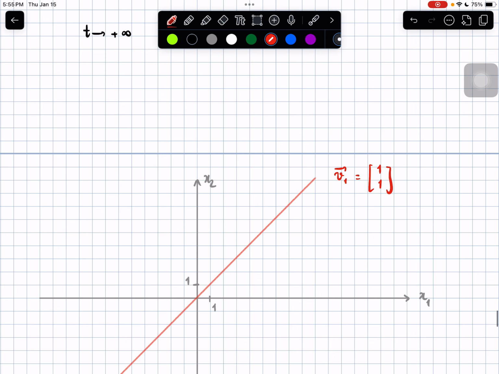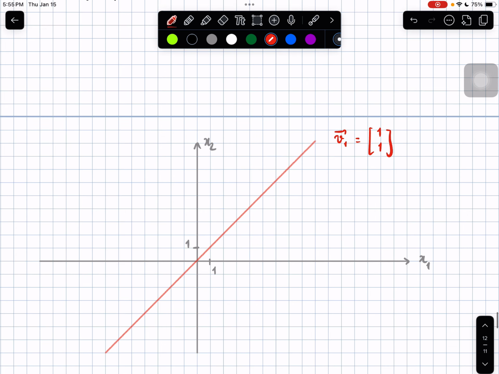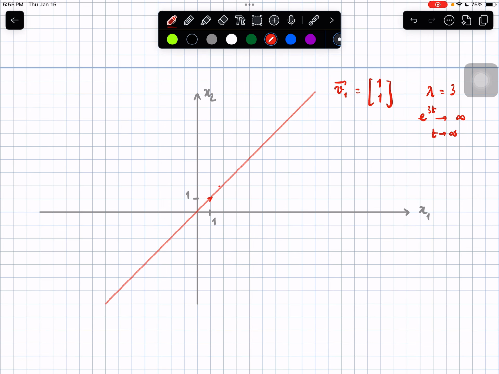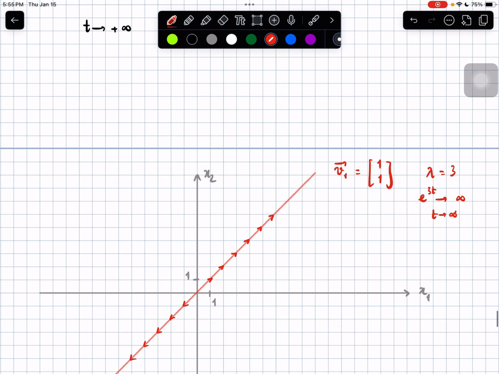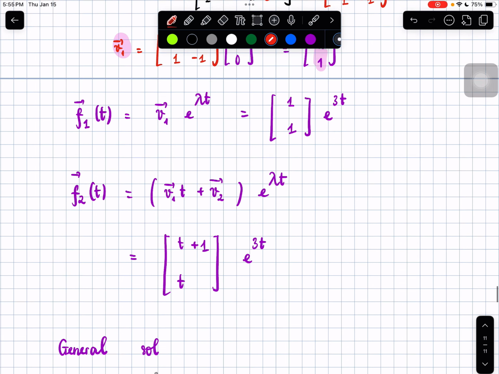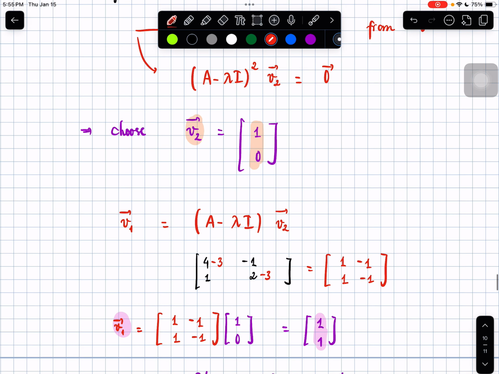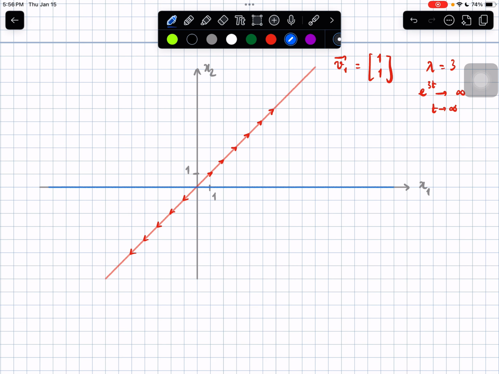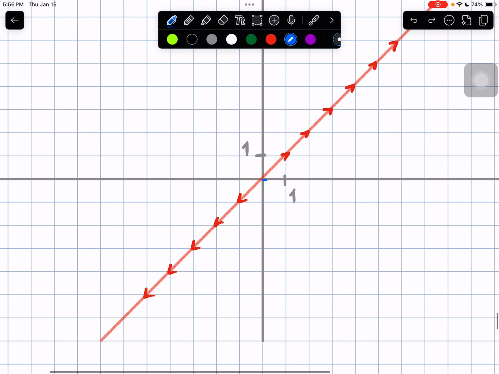It corresponds to lambda equal 3. So e^(3t) tends to infinity when t tends to infinity. We know that along this line it goes off to infinity. This is the actual eigenvector. The generalized one is (1, 0). So just note V2 here.